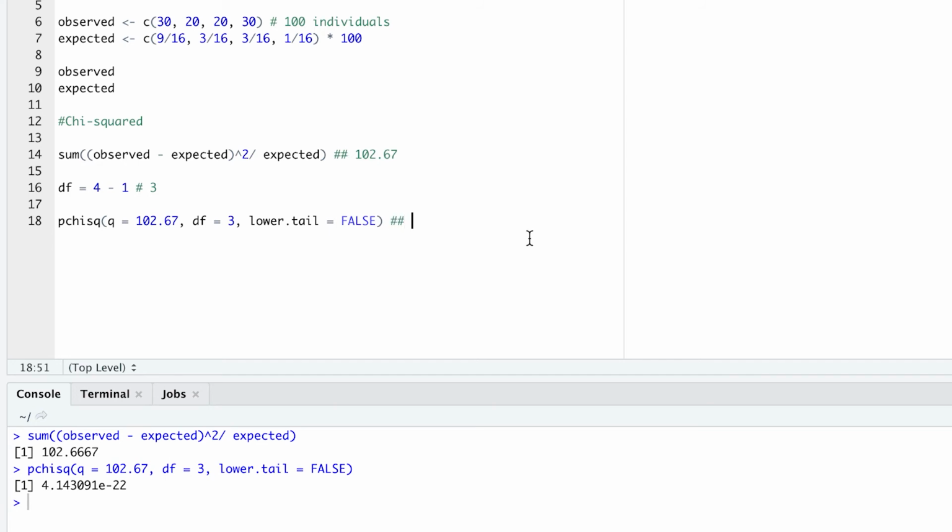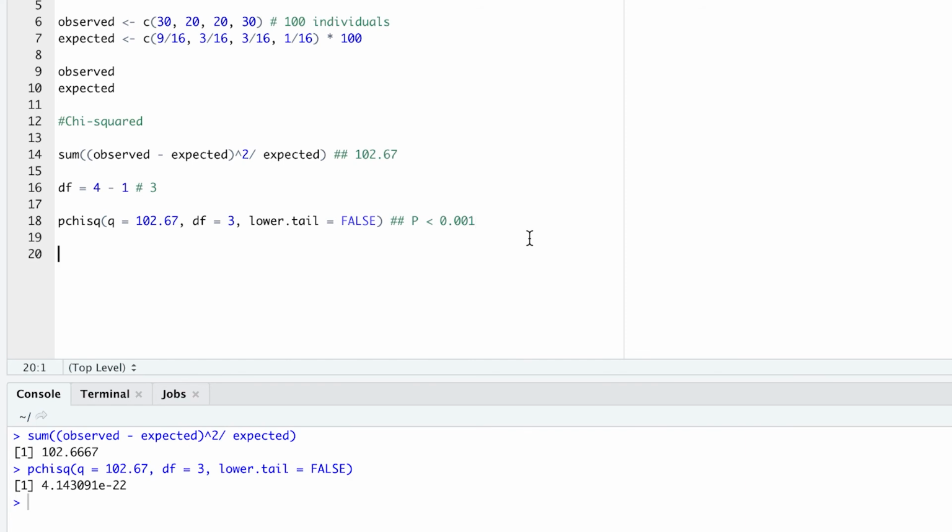If you notice, our p-value is a lot less than 0.001. It's also a lot less than 0.05. Therefore, we can say that our null hypothesis, which is that our observations fall under 9 to 3 to 3 to 1, we reject the null hypothesis.